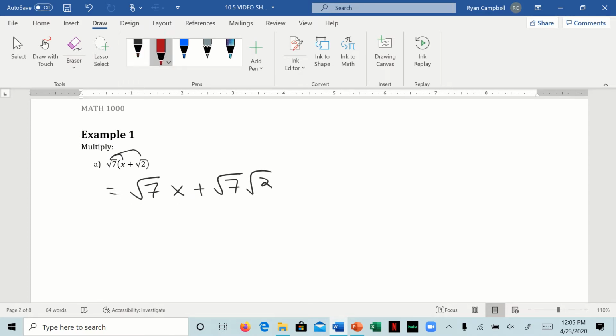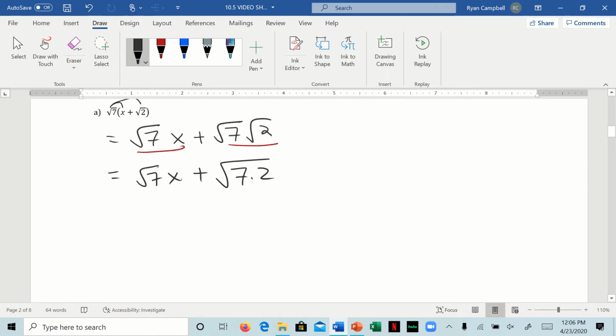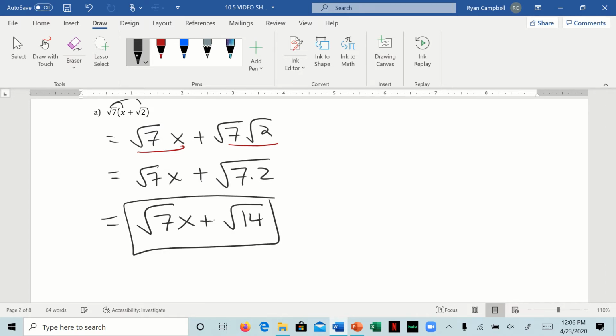The first term can't simplify anymore. Second term can, right? So square root of 7x plus, we can have the square root of 7 times 2. 7 can't simplify anymore. 2 can't simplify anymore. So then that just ends up multiplying out. So you get the square root of 7x plus the square root of 14. That's our final answer. We made it look a little prettier.